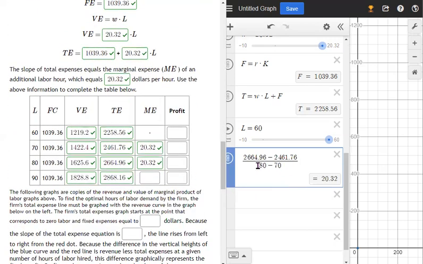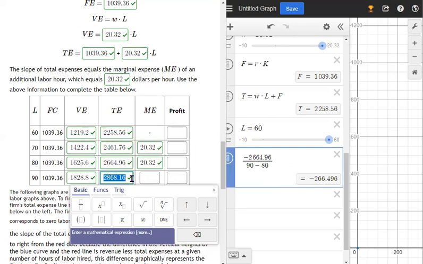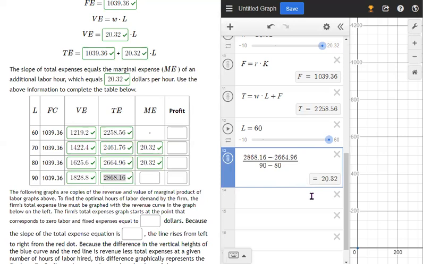Okay, when labor demand is 90, an increase from 80: at 80 hours of labor demand, we have expenses totaling $2,664.96. At 90, our total expenses is this right here. Again, our marginal expense is 20.32. Why is that?